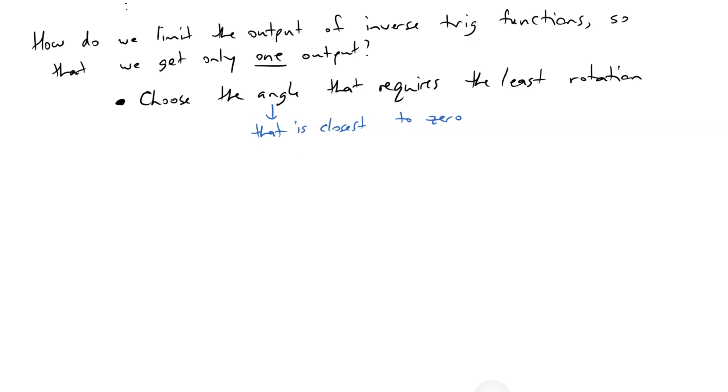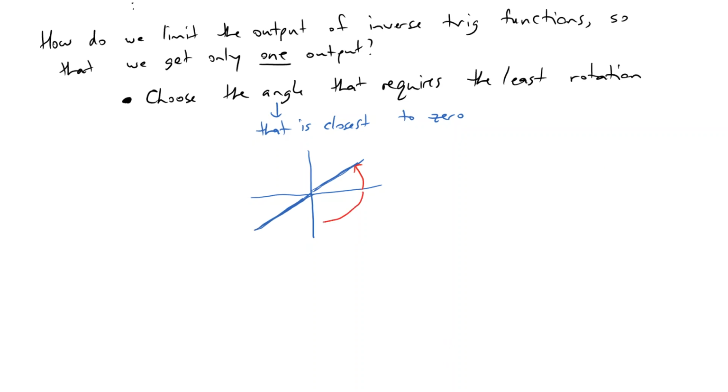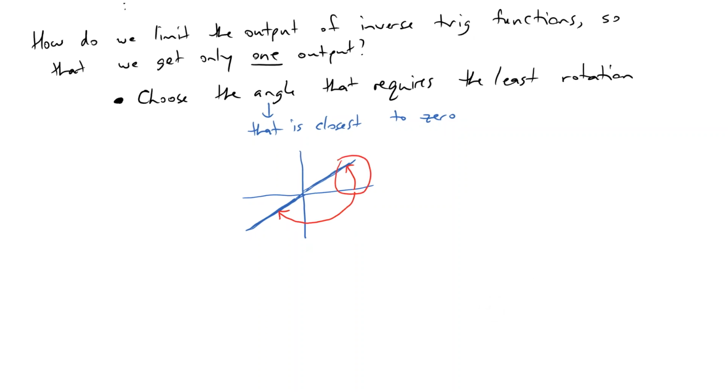For example, if you have an angle that lands here and an angle that lands here, to rotate from 0 to the first angle in the shortest distance would be that. To rotate from 0 to the other angle using the shortest distance would be that. If we have to pick one of those, we're going to choose the first angle here that requires the least amount of rotation. That's just a quick example.